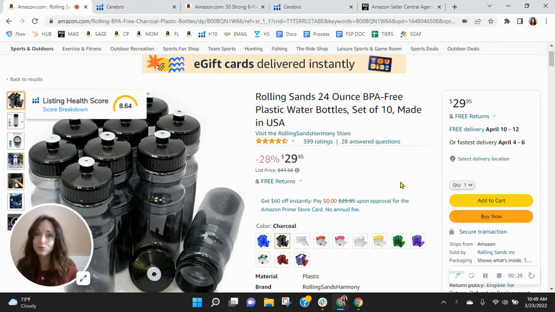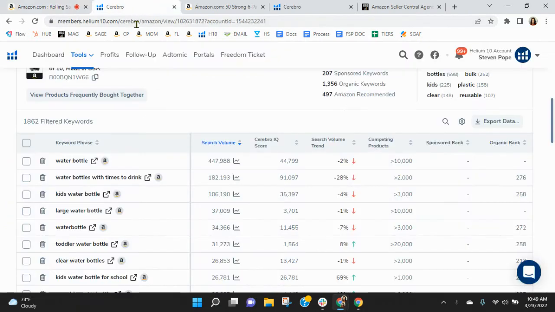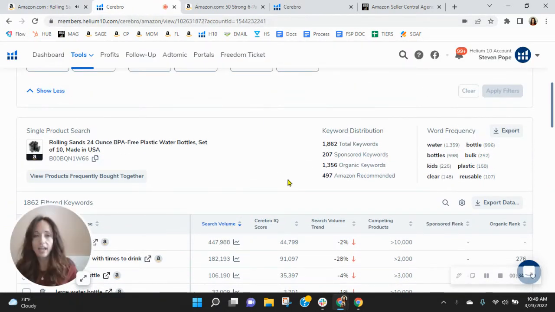So listen, I'm going to pack this full of valuable information. Let's dive right in. Coming over here, utilizing this tool to look at your keywords, I noticed they're pretty low. You've only got 207 sponsored and then 1,356 organic keywords. So both of these are low. We do recommend a 1-to-2 ratio as well. So for every one sponsored, you have two organic.